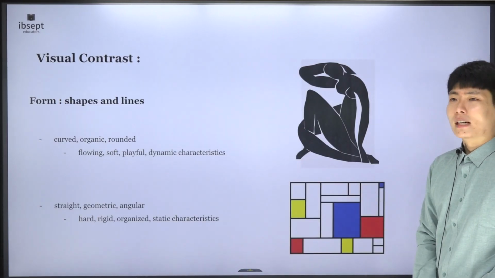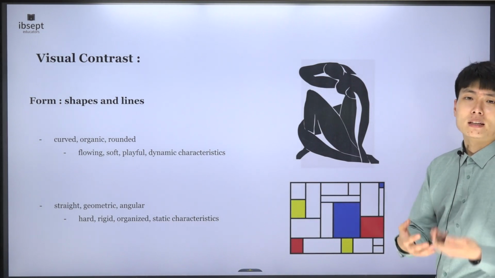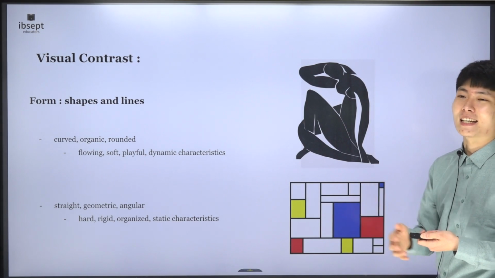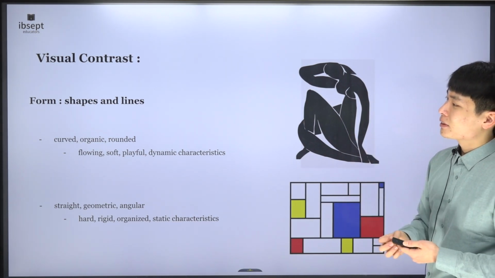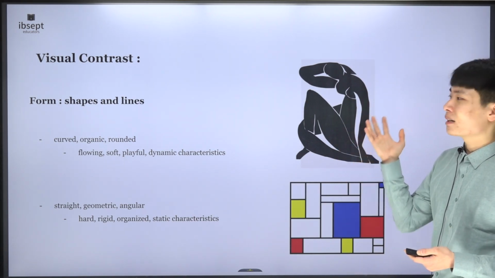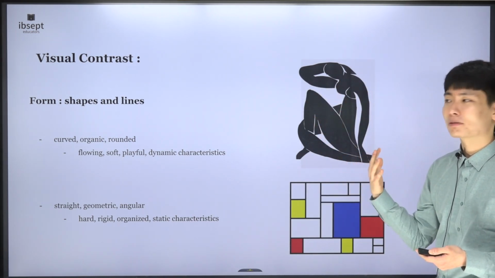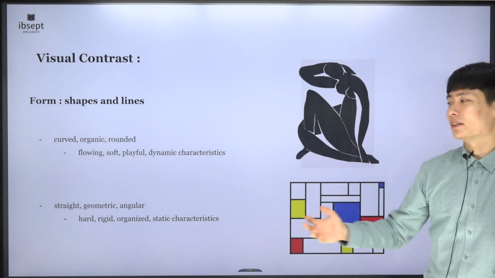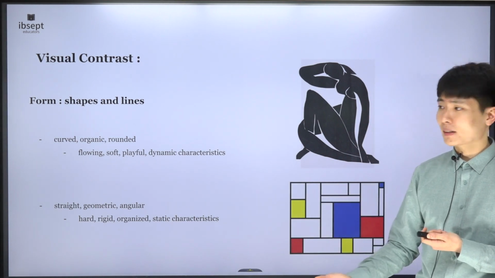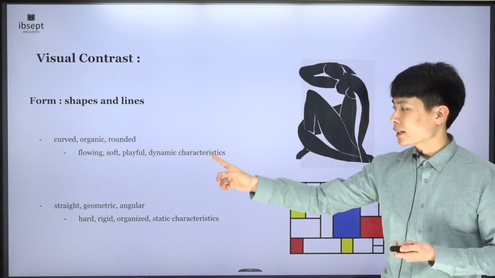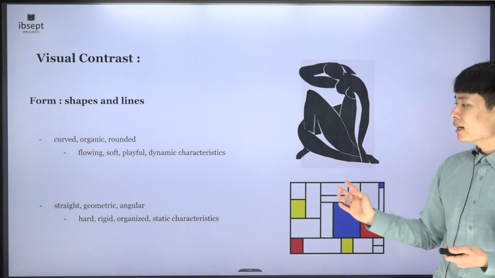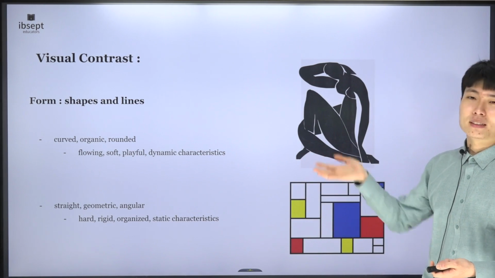We can also describe forms in terms of shapes and lines. I will keep it simple for the purpose of the English A Language and Literature course. When it comes to forms, there are two main categories. You can talk about curved, organic, and rounded forms, and these are often associated with flowing, soft, playful, and dynamic characteristics. Vice versa, you can have very straight, geometric, and angular forms, lines, and shapes, and these have the opposite effect.